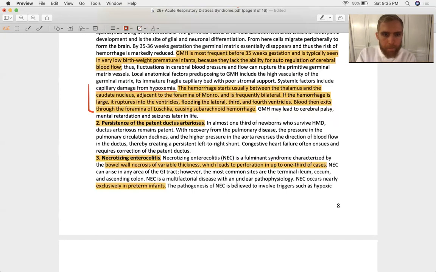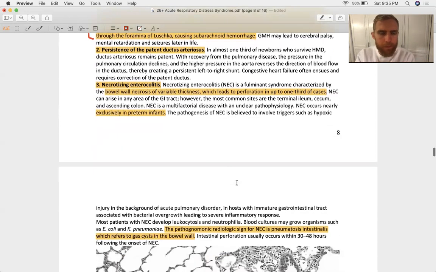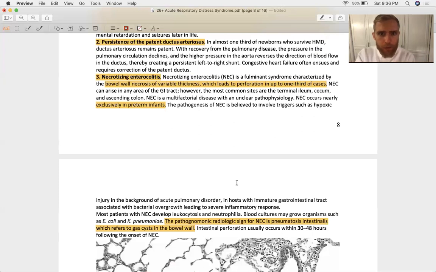And the blood can go down, down, down through the foramina of Luschka, which is going to connect the third and the fourth ventricles, and it can leak out of that tiny, tight foramen and cause a subarachnoid bleed in a baby, which has a very poor holistic prognosis, even if you manage it properly. So baby can also have a patent ductus arteriosus. That's a byproduct of simple pressure gradients.